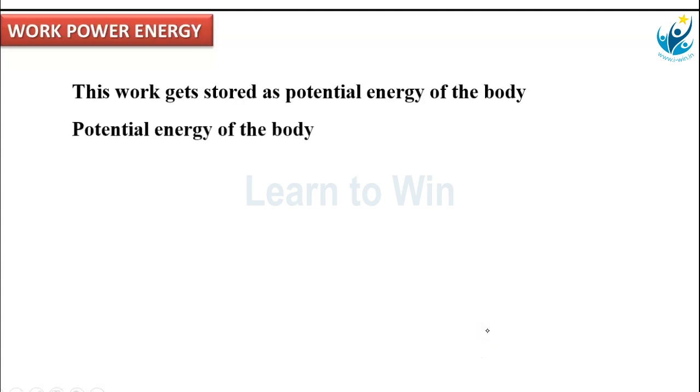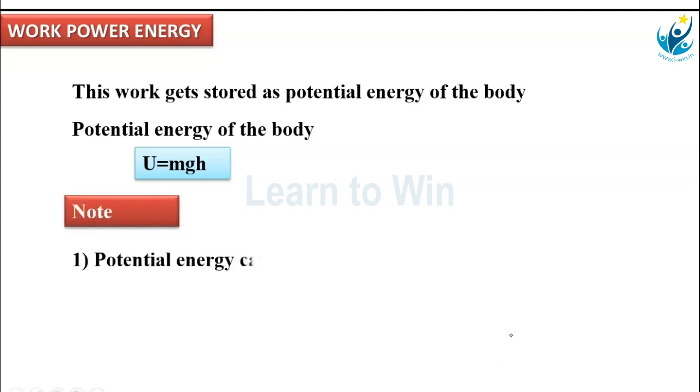The potential energy of the body is usually denoted with the letter U. Then, U is equal to mgh. This is the potential energy. Kinetic energy is half mv square. Kinetic energy is always a positive value, whereas potential energy, depending on its position and configuration, may be positive or negative.